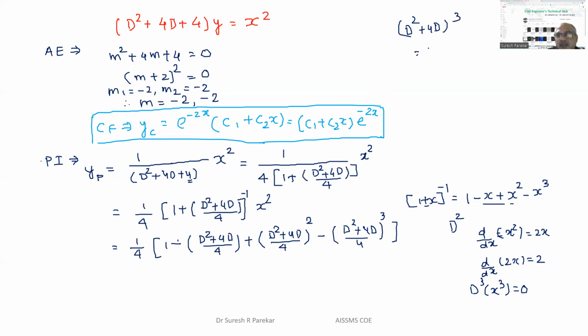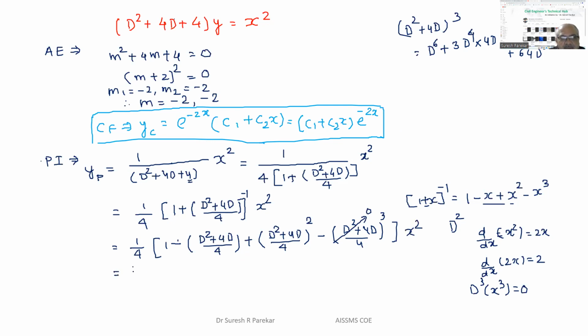So we will get D to the power 6, that is x cube, plus 3 into x square, meaning 4 into 4D, plus 3 into D square, that is x, into 4D square, and the last term will be 64D to the power cube. Here we have more than D square, so this term is not required. So we have only these two terms for this example.